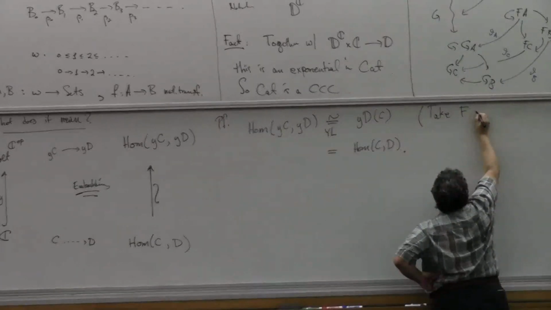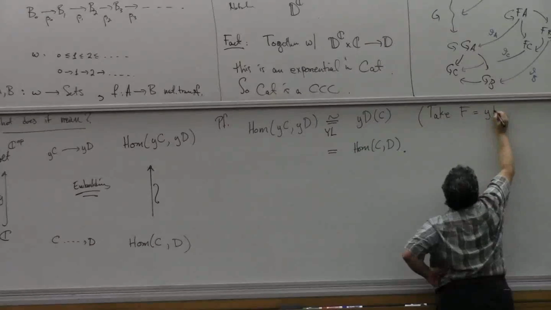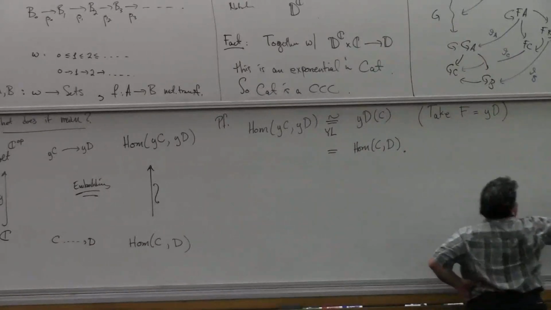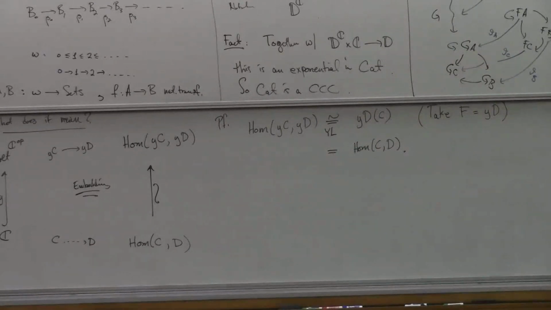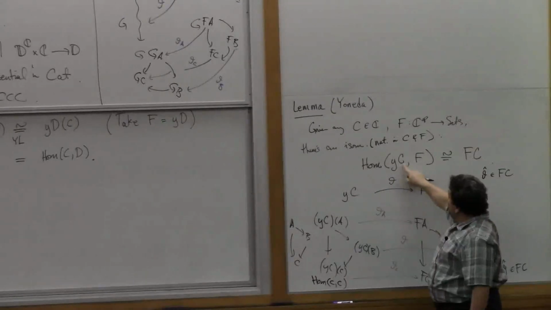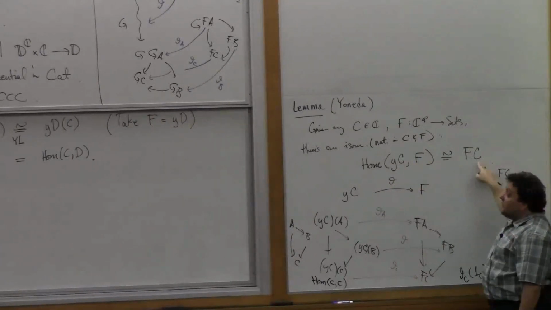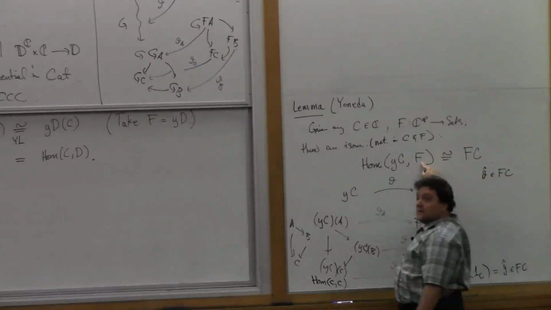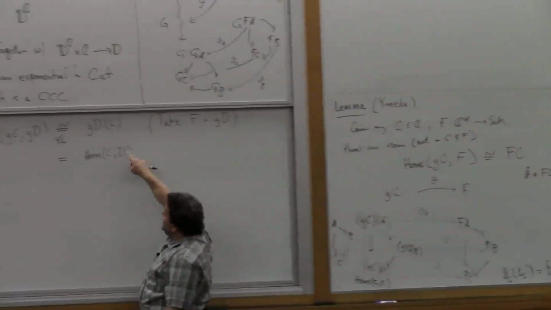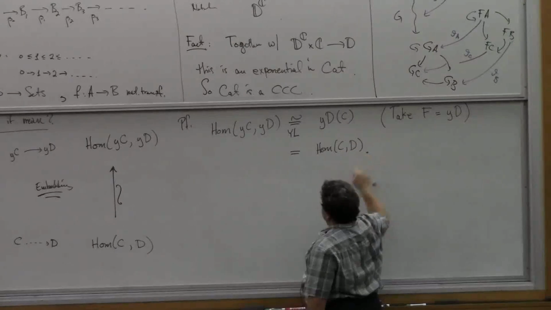Take F equals YD in the Yoneda lemma. The Yoneda lemma says Homming YC into any functor F gives F of C. So for F, put YD and get this. But this is the definition of that.